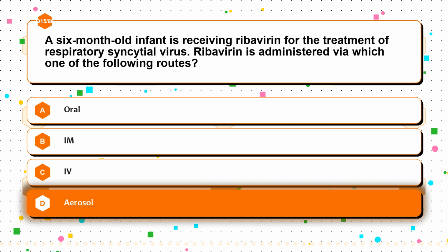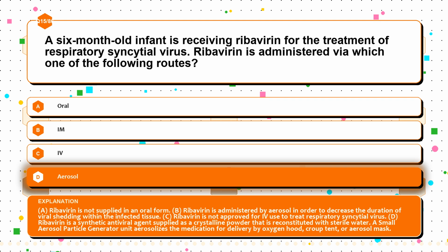The correct answer is option D. Aerosol. A. Ribavirin is not supplied in an oral form. B. Ribavirin is administered by aerosol in order to decrease the duration of viral shedding within the infected tissue. C. Ribavirin is not approved for IV use to treat respiratory syncytial virus. D. Ribavirin is a synthetic antiviral agent supplied as a crystalline powder that is reconstituted with sterile water. A small aerosol particle generator unit aerosolizes the medication for delivery by oxygen hood, croup tent, or aerosol mask.